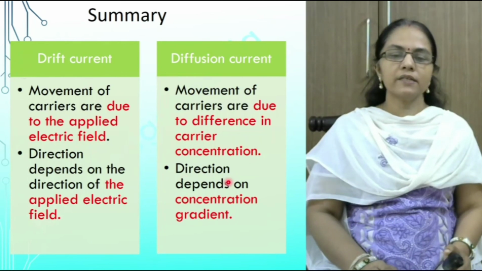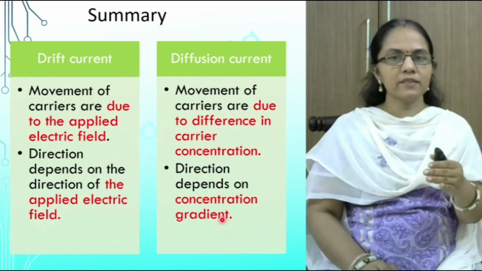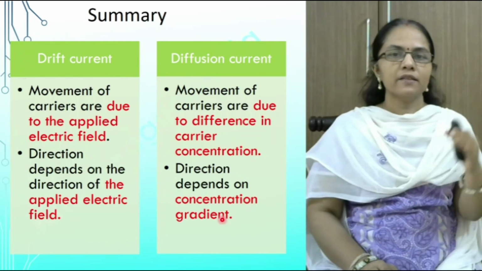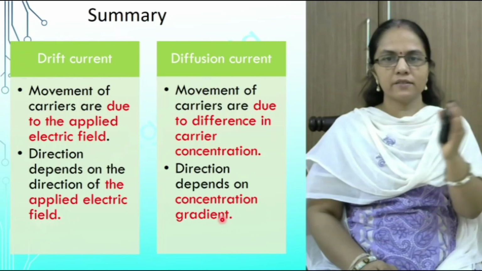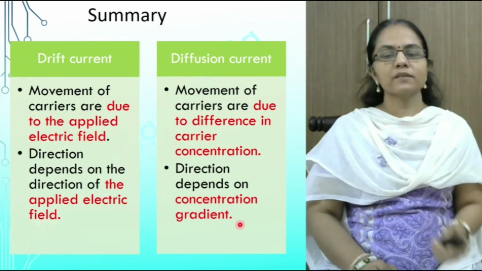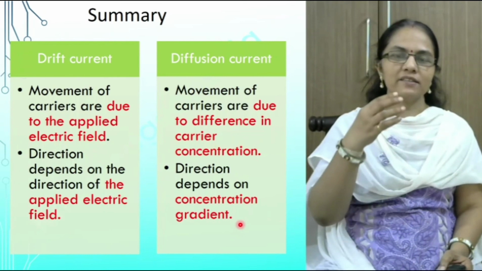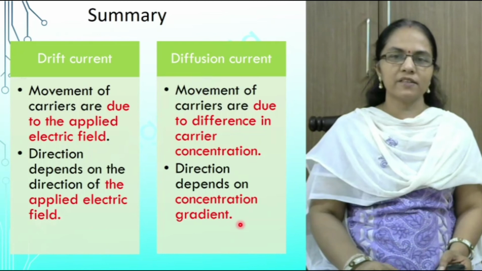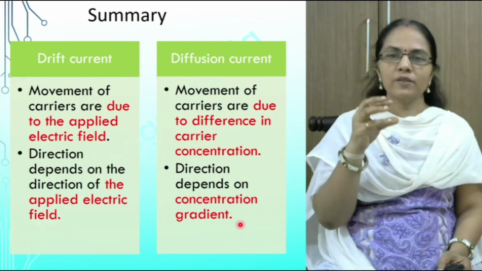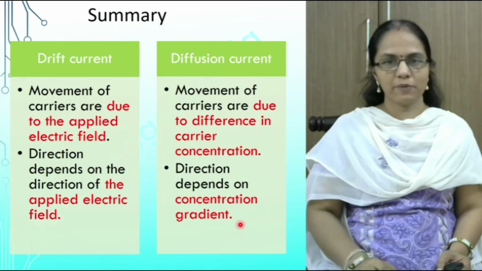Whereas for the diffusion current, the direction depends on the concentration gradient. The carriers move from higher concentration to lower concentration, in the direction in which the concentration of electrons or holes is decreasing, and hence the direction depends on the concentration gradient. Hope you have understood the different types of carrier transport involved in a semiconductor, the difference between drift and diffusion, and how they contribute different currents to the semiconductor.